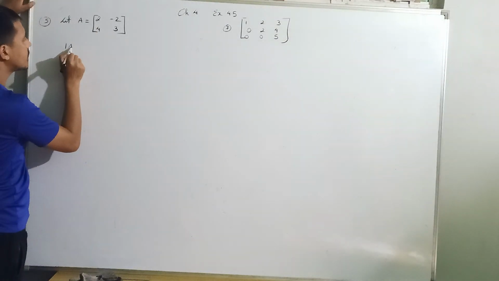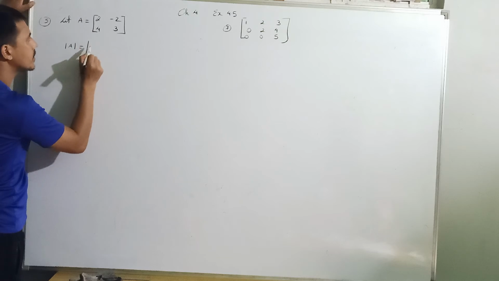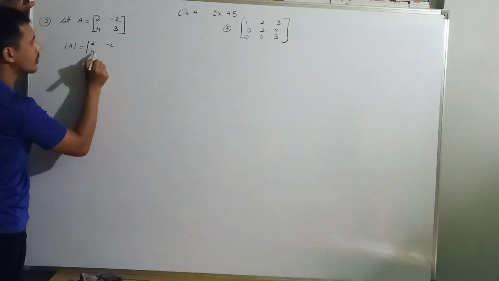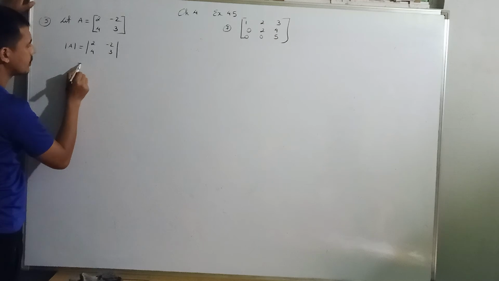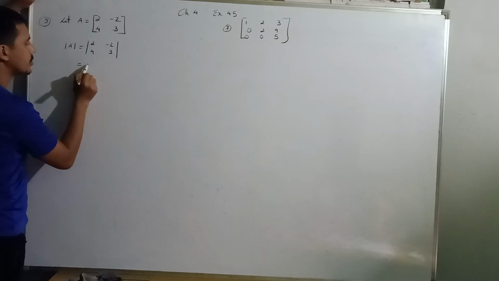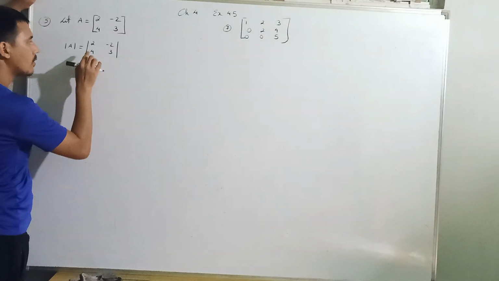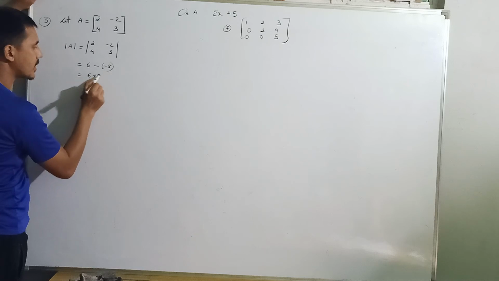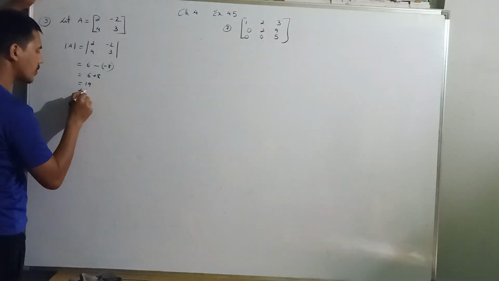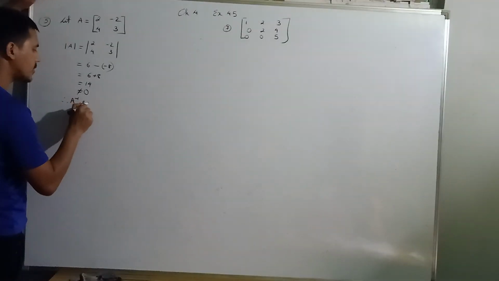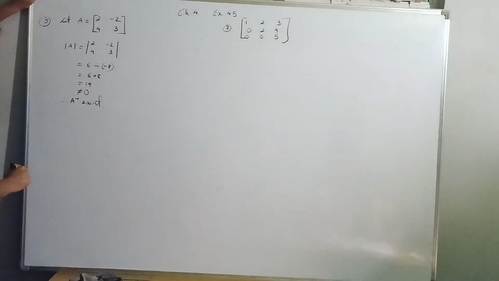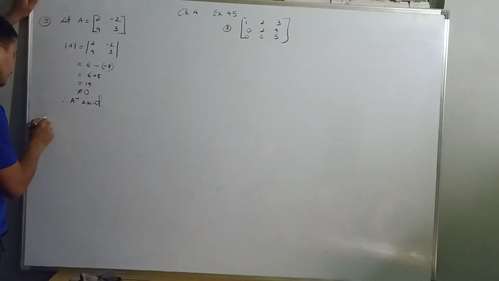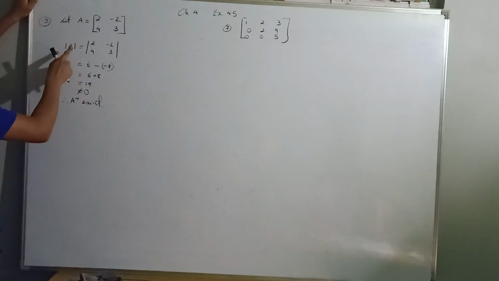A is your matrix, so determinant of A will be determinant of 2 minus 2, 4, 3. So finding the determinant is very simple. Just cross multiply. 2 3 times is 6 minus 4 times minus 2 is minus 8. So 6 plus 8 is equal to 14, which is not equal to 0. Therefore, A inverse exists. Okay. Therefore, A inverse can be obtained by adjoint of A divided by the determinant of A.